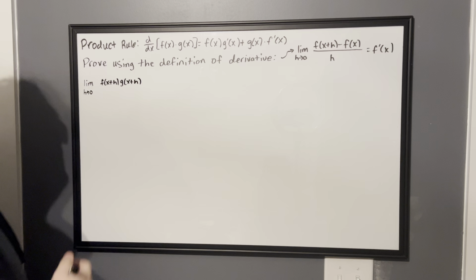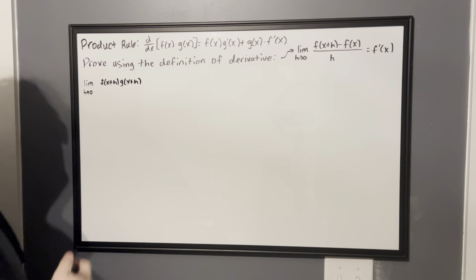In today's video, I want to explain to you how we can prove the product rule for derivatives using the definition of a derivative. Now, the product rule, you've probably seen this before if you're in calculus. It's the derivative of f of x times g of x is equal to f of x times g prime of x plus g of x times f prime of x.